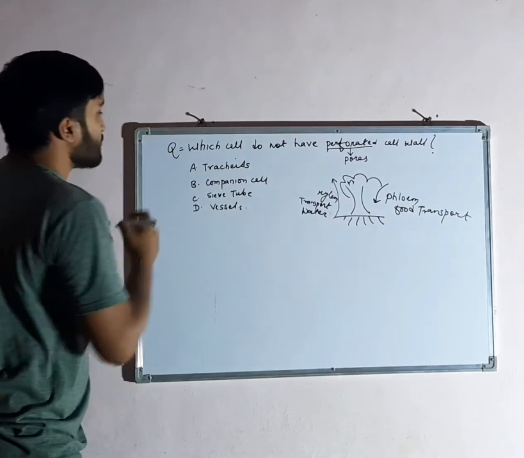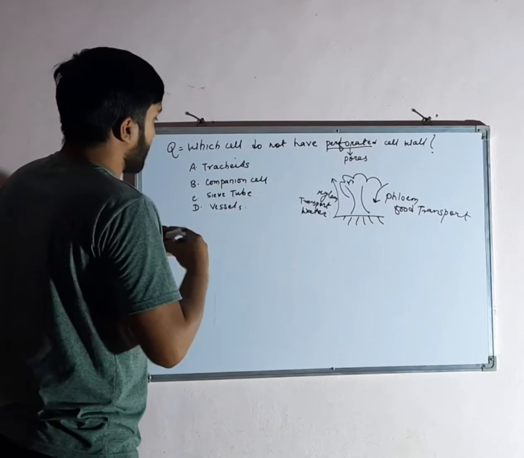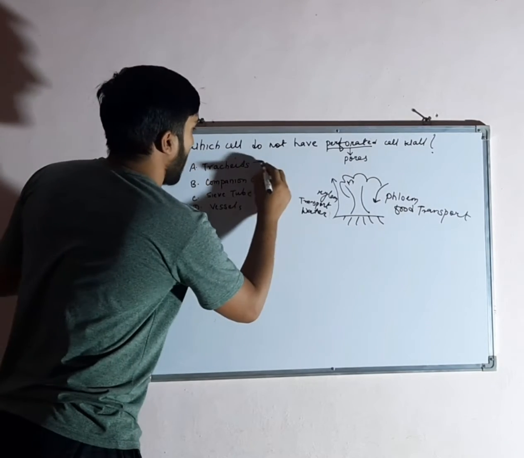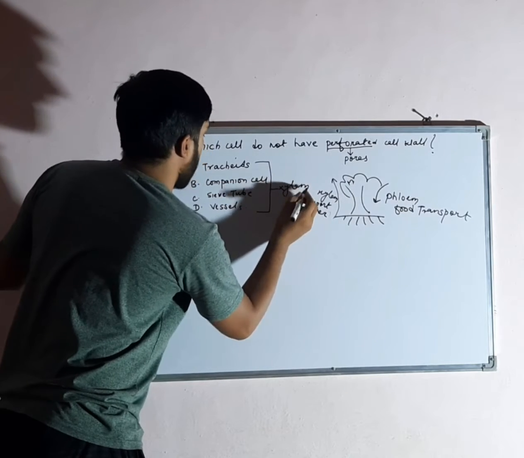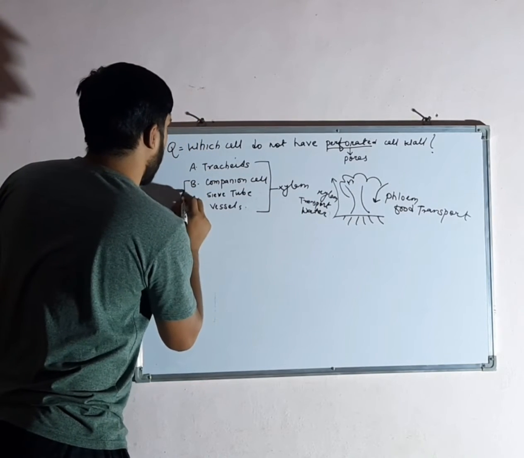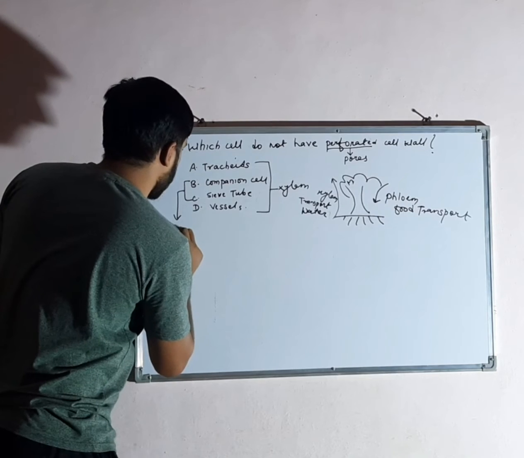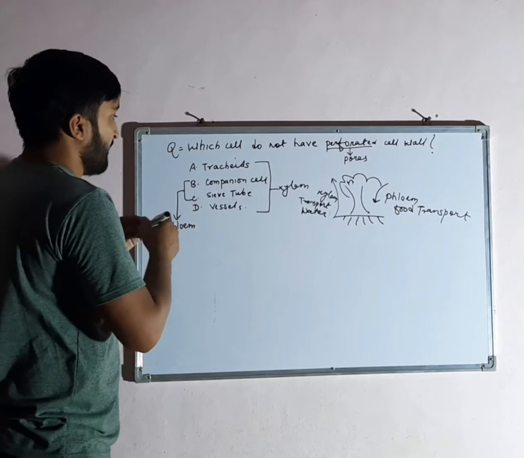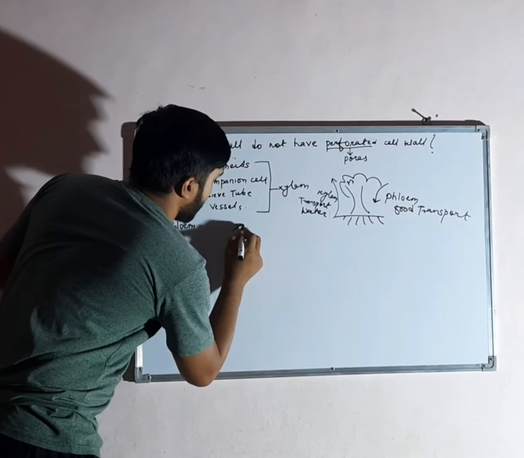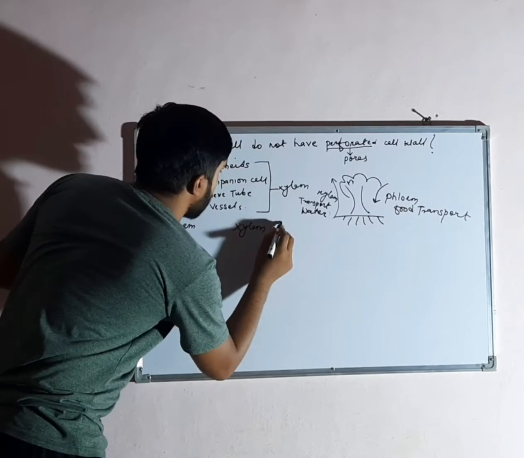Now, as you see, there are four options. The tracheids and vessels are part of xylem, and companion cells and sieve tube are the part of phloem. Now, let us first understand about the xylem.